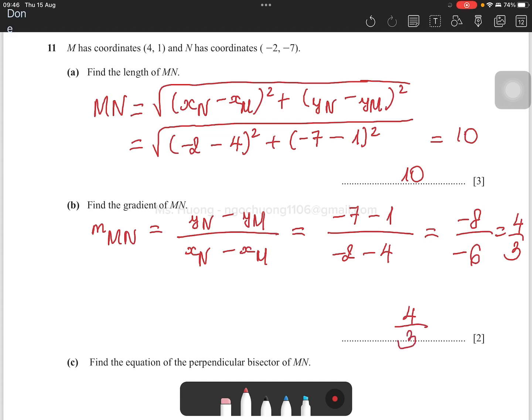C. Find the equation of the perpendicular bisector of MN. A perpendicular bisector of MN needs 2 things. First, it is perpendicular to MN. And if a line is perpendicular to MN, then the gradient of that line multiplied by the gradient of MN must be negative 1. And the second property is that it passes through the midpoint of MN.